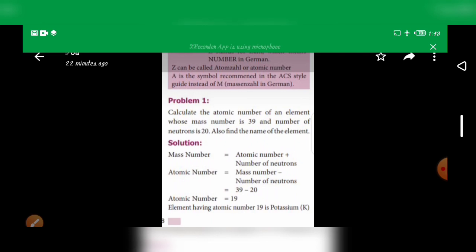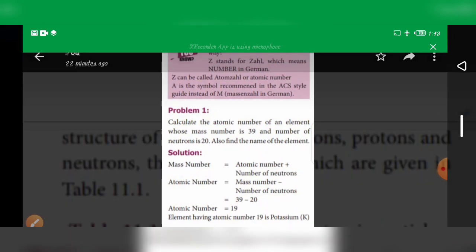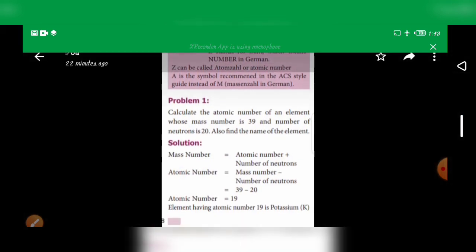Atomic number is designated in German, so it is written as Z, which stands for Zahl, meaning number in German. Z can be calculated as Atomzahl, or atomic number. A is the symbol recommended in the ACS style guide for mass number.